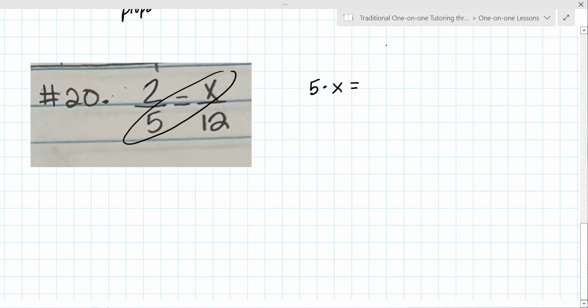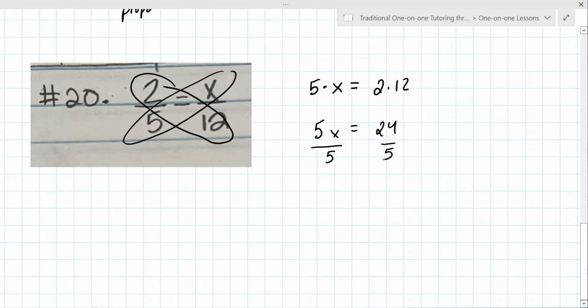So you multiply diagonally, 5 times x equals 2 times 12. And the order doesn't matter. Like if you want to put the 2 times 12 on the left and the 5x on the right, it doesn't matter. It's 5x equals 24. And then you divide both sides by 5. And this is your final answer, 24 over 5. You can use a calculator if you want. You can write 4.8, but this is correct.